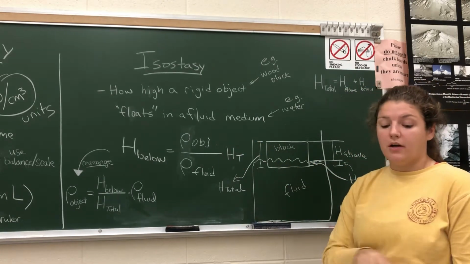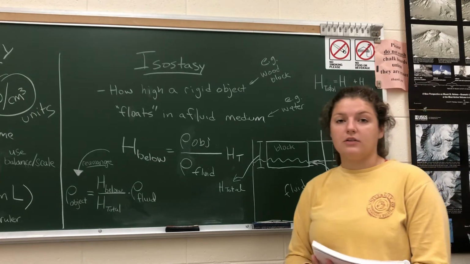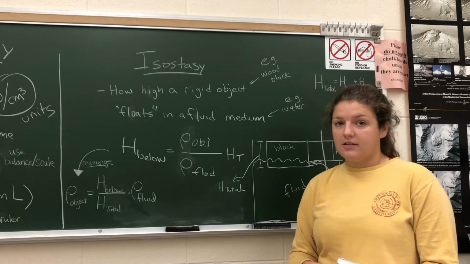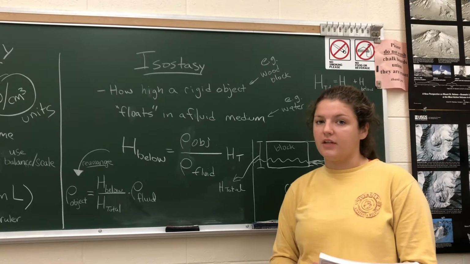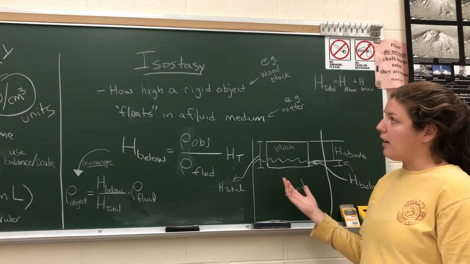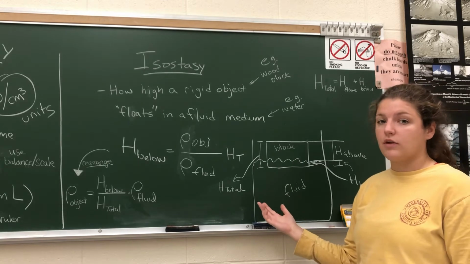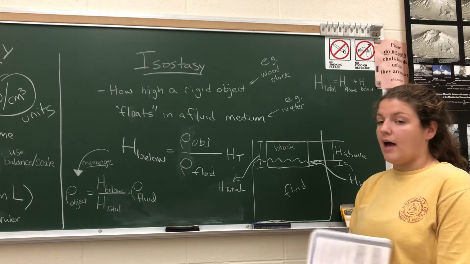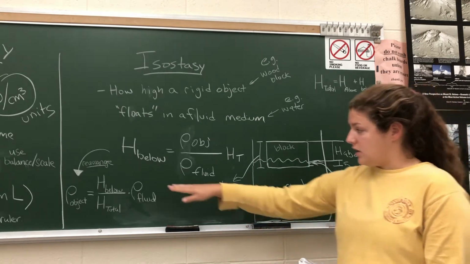Now remember, the asthenosphere is part of the mantle, and the crust is not. The crust floats on top of the asthenosphere, and that's why we're doing this study today, to learn about why and how the crust is floating. So for this lab, you're given this equation here.